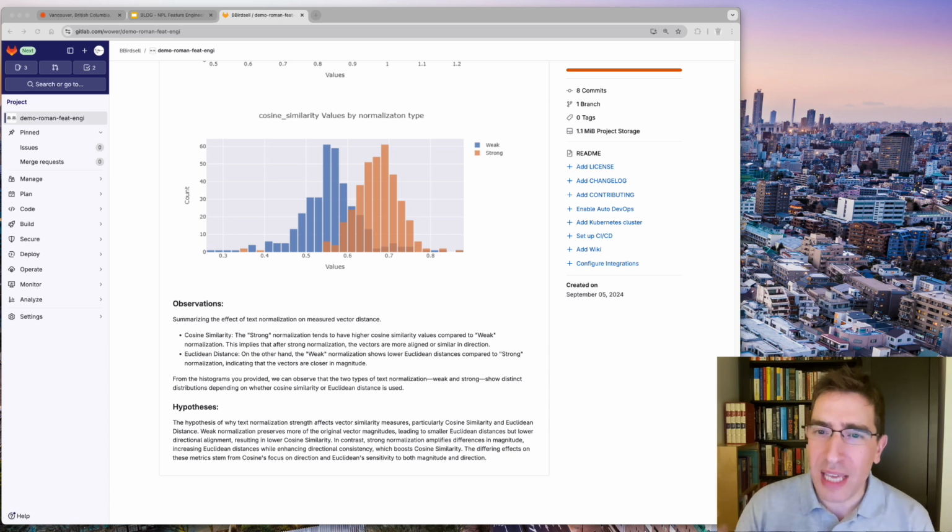My guess or theory about why we saw better performance with weak text normalization is that I assume the LLM providers are doing much more robust and sophisticated text normalization on their end, and that you don't want to over process it. But this is something to keep an eye on in the future.